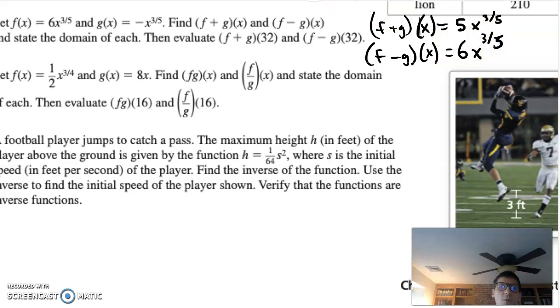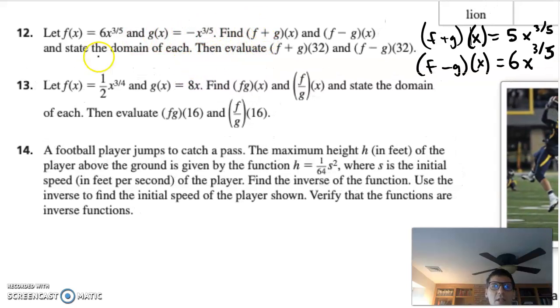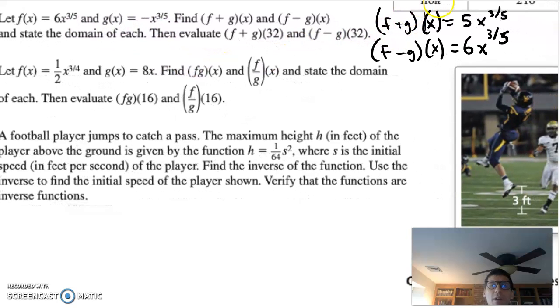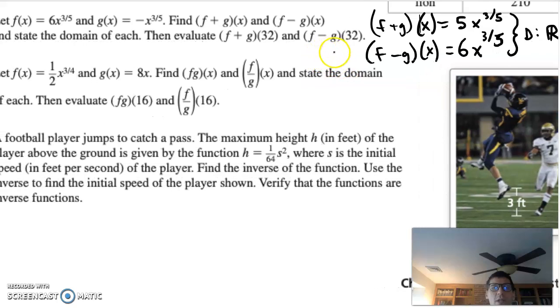What we need to consider, though, is the domain of each function. But since both f and g have odd roots, there's no limit. So the domain for both would be all real numbers, which sometimes you'll see with a capital R with a line through it. There's no limitation.